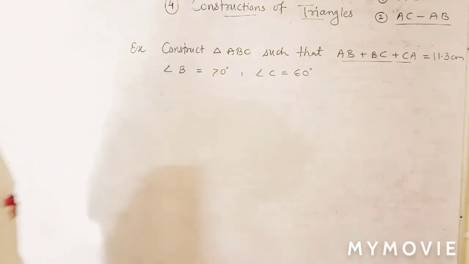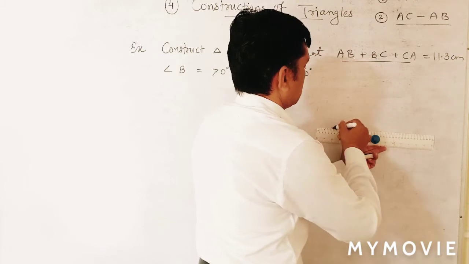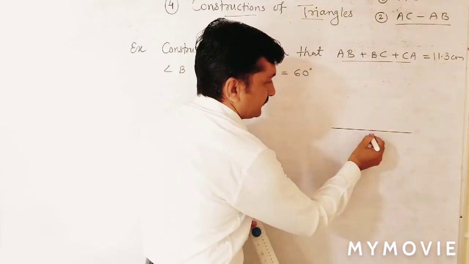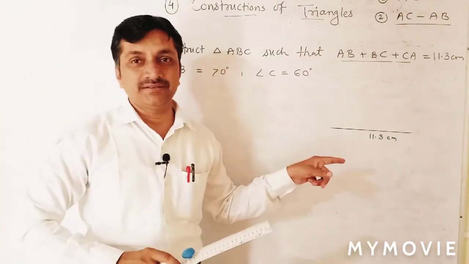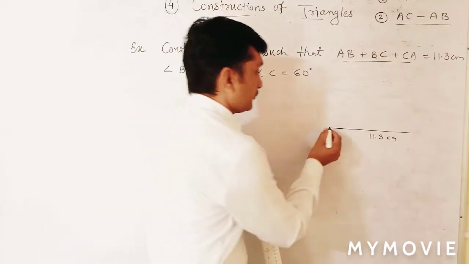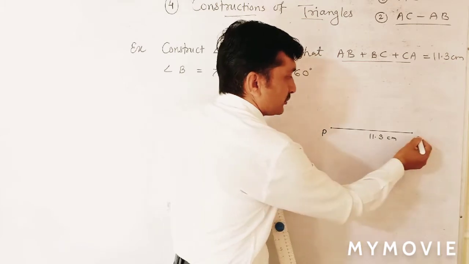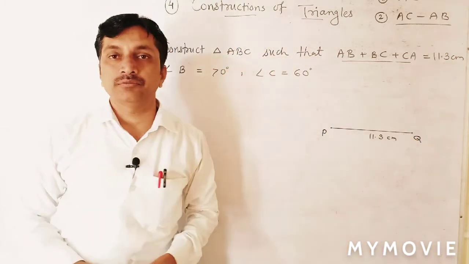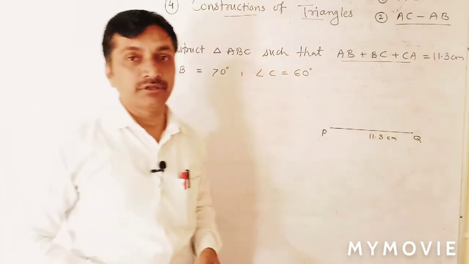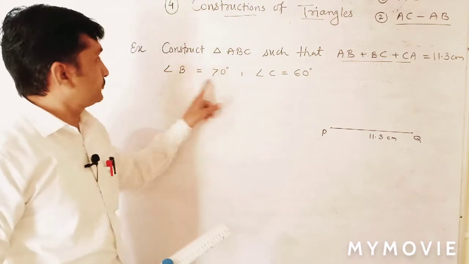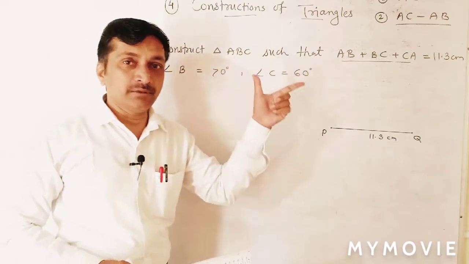Now the rough figure. For the rough figure, take 11.3 as a base, but this 11.3 is not BC. BC is not given here. Therefore, except BC, we can give any other name here. I write PQ. PQ is the base with perimeter 11.3. After that, these are the two base angles of triangle ABC, but not of PQ.